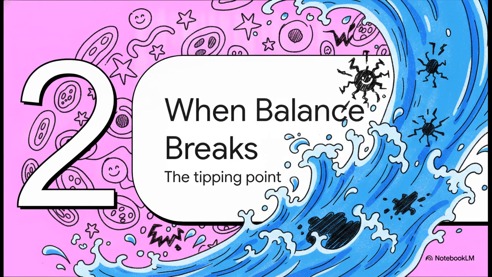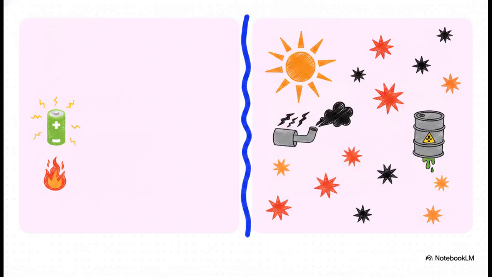Which brings us to part 2. What happens when the balance breaks? So where are all these free radicals coming from? They really come from 2 main places. On the endogenous or internal side, our bodies just naturally generate them. It happens during mitochondrial energy production, inflammation, immune responses, and everyday enzyme reactions.